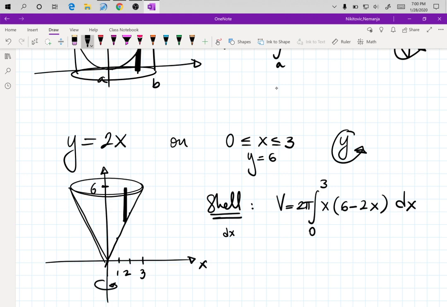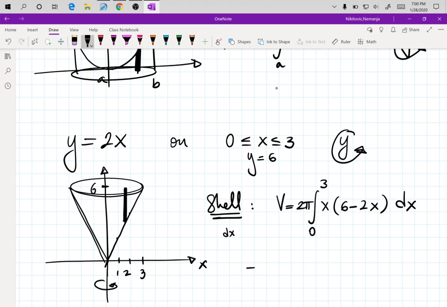So this is the shell method, and I have my p of x is always x unless the axis of rotation is shifted from the origin. That's the extra piece for later. And the function that I'm computing has the top minus bottom because there is a function y equals 6 on top and the function y equals 2x on the bottom, so 6 minus 2x.